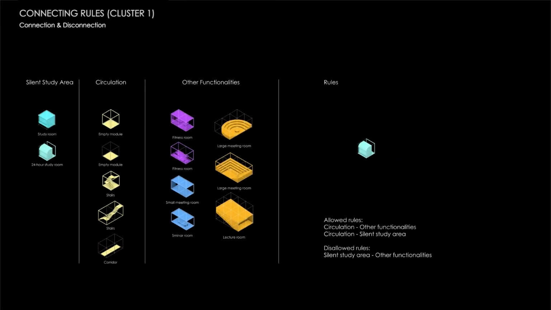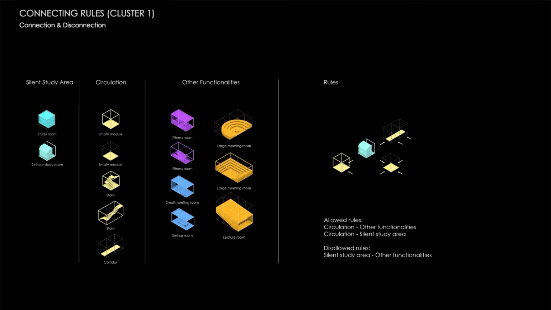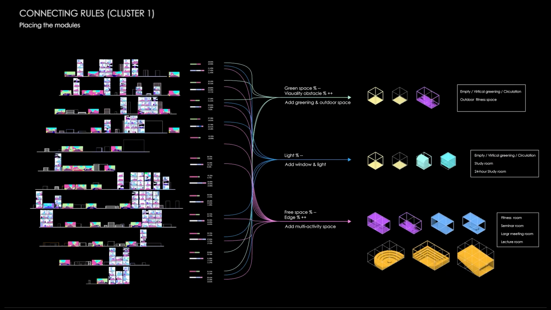For the connecting rules of modules, there are specific ones for different objects. Taking Cluster 1 as an example, firstly, silent areas, including self-study room and 24-hour study area, are separated from other functionalities. Secondly, in terms of distribution density, outdoor modules are arranged near apartments that lack green space, study areas are mainly next to apartments that lack light, and small rooms match more active units.